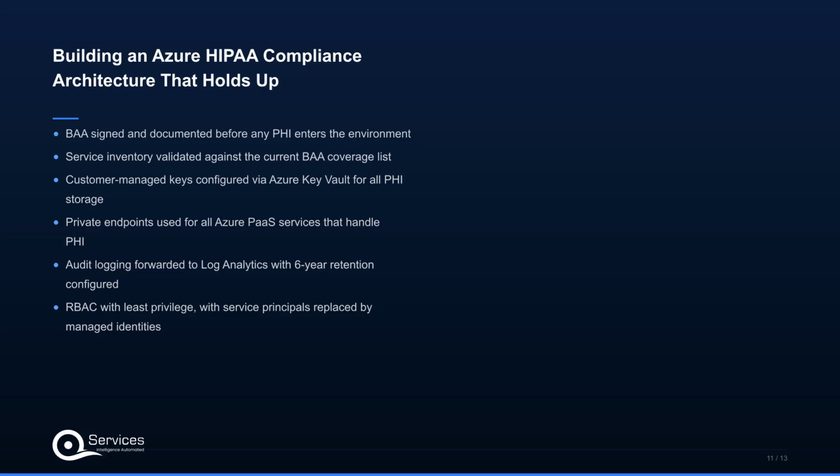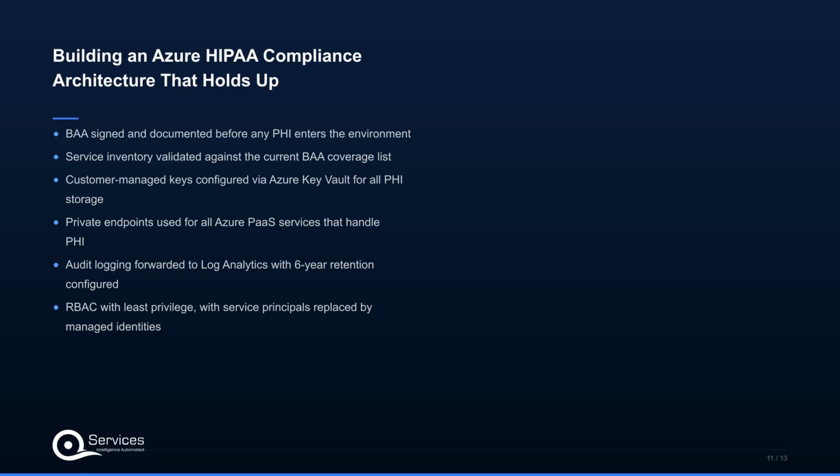Now, moving on to building an Azure HIPAA compliance architecture that holds up. Getting Azure HIPAA compliance right is not about picking the most expensive services or building the most complex architecture. It's about consistent application of a relatively small set of controls, applied from the start. Here's what a solid baseline looks like for a healthcare data pipeline on Azure. This structure is achievable for most healthcare SMBs without a dedicated compliance team.